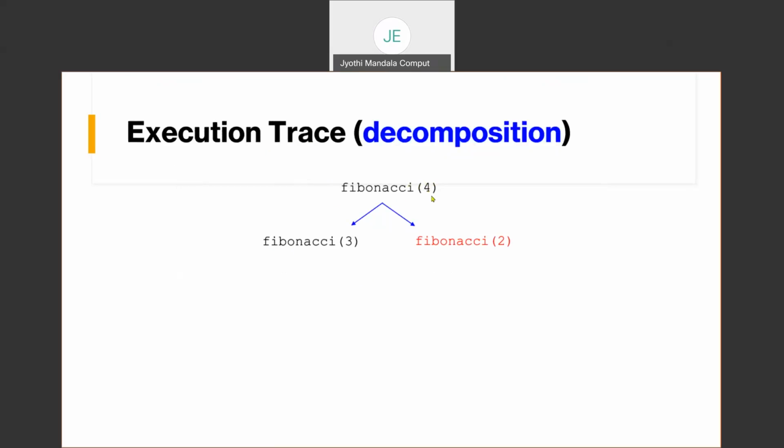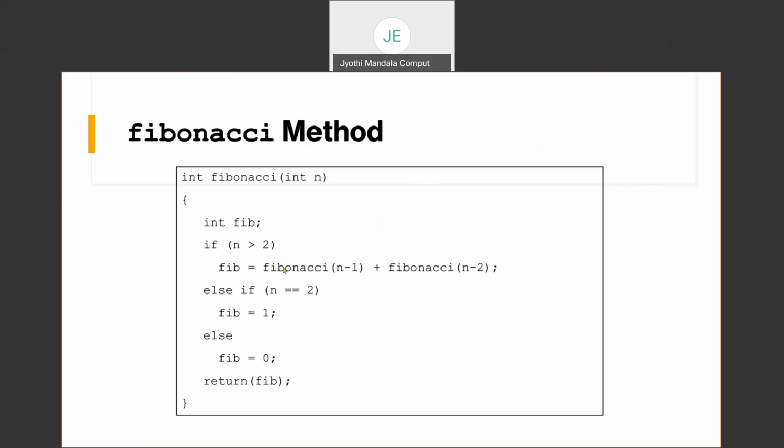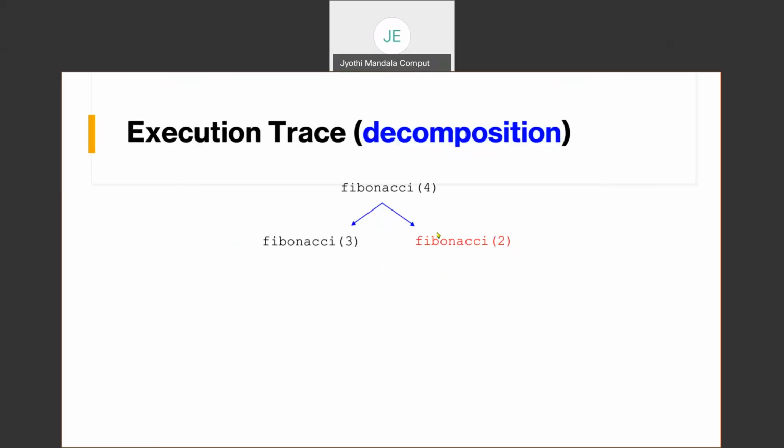We want to generate up to 4 numbers of the Fibonacci series. So how will it be decomposed? Fibonacci 3 and Fibonacci 2, isn't it? In our example, 4 is greater than 2, so it will be decomposed into Fibonacci of n minus 1 and Fibonacci of n minus 2. So let us highlight the decomposition parts: Fibonacci of 3 and Fibonacci of 2.